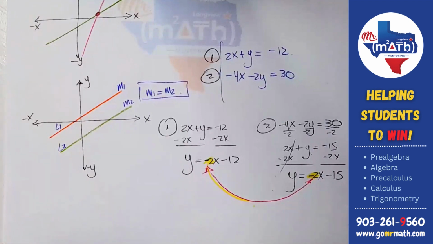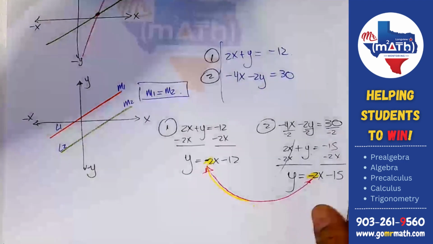Okay, look, it's negative 2 and negative 2. So since these two lines match the slope, that means that these two lines are parallel. That's why we are okay saying there is no solution for this system. Okay, great. Let's go. We're halfway through.